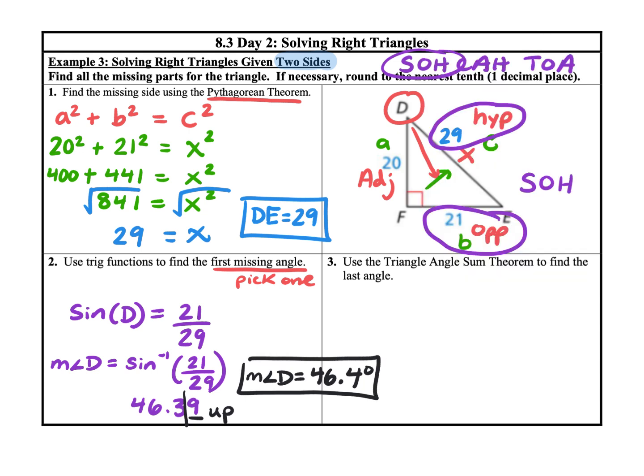Now that we have the first missing angle, we can find the last angle just using the triangle angle sum theorem. Remember that in a triangle, the three interior angles always add to 180 degrees. We just calculated that the measure of angle D was 46.4 degrees.